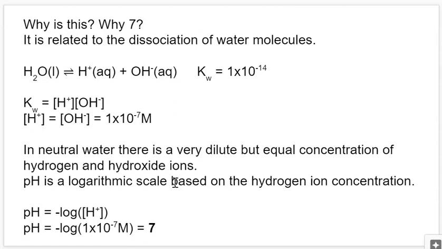Now pH is a logarithmic scale, meaning it is something that turns an exponential relationship into a linear relationship. And the way we calculate it is the pH is going to be equal to the negative log of the hydrogen ion concentration. So for neutral water, which has a hydrogen ion concentration of 1 times 10 to the negative 7 molar, if we plug that in and then do the negative log of it, we end up with 7. So that's where this value comes from.